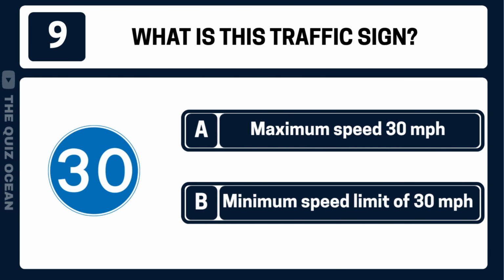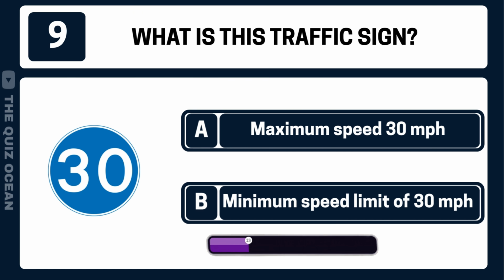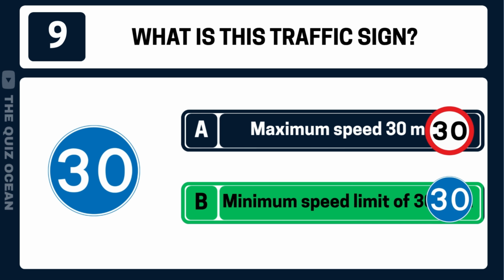What is this traffic sign? A. Maximum speed 30 miles per hour. B. Minimum speed limit of 30 miles per hour. The answer is B. Minimum speed limit of 30 miles per hour.